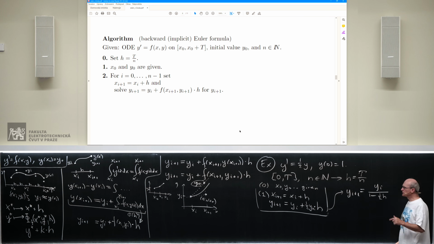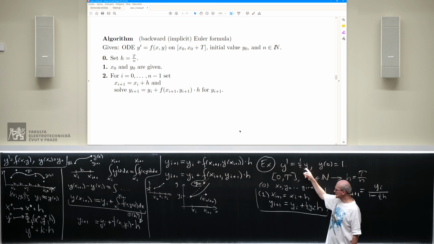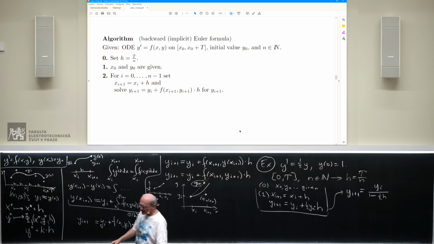But as I said, one would have to be really lucky because if this expression on the right is more complicated, it appears here, and I may be unable to solve this equation then. Okay, let's have a look at the performance.